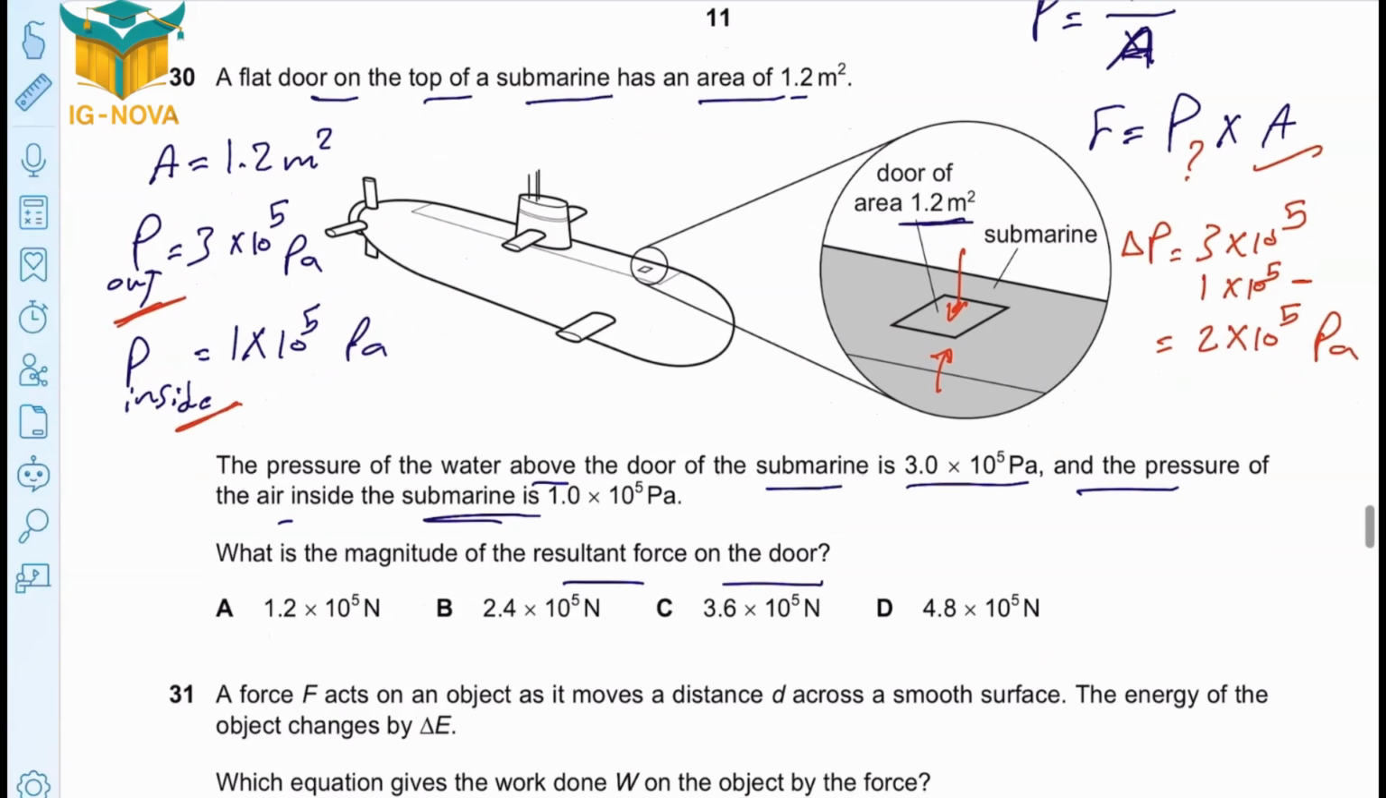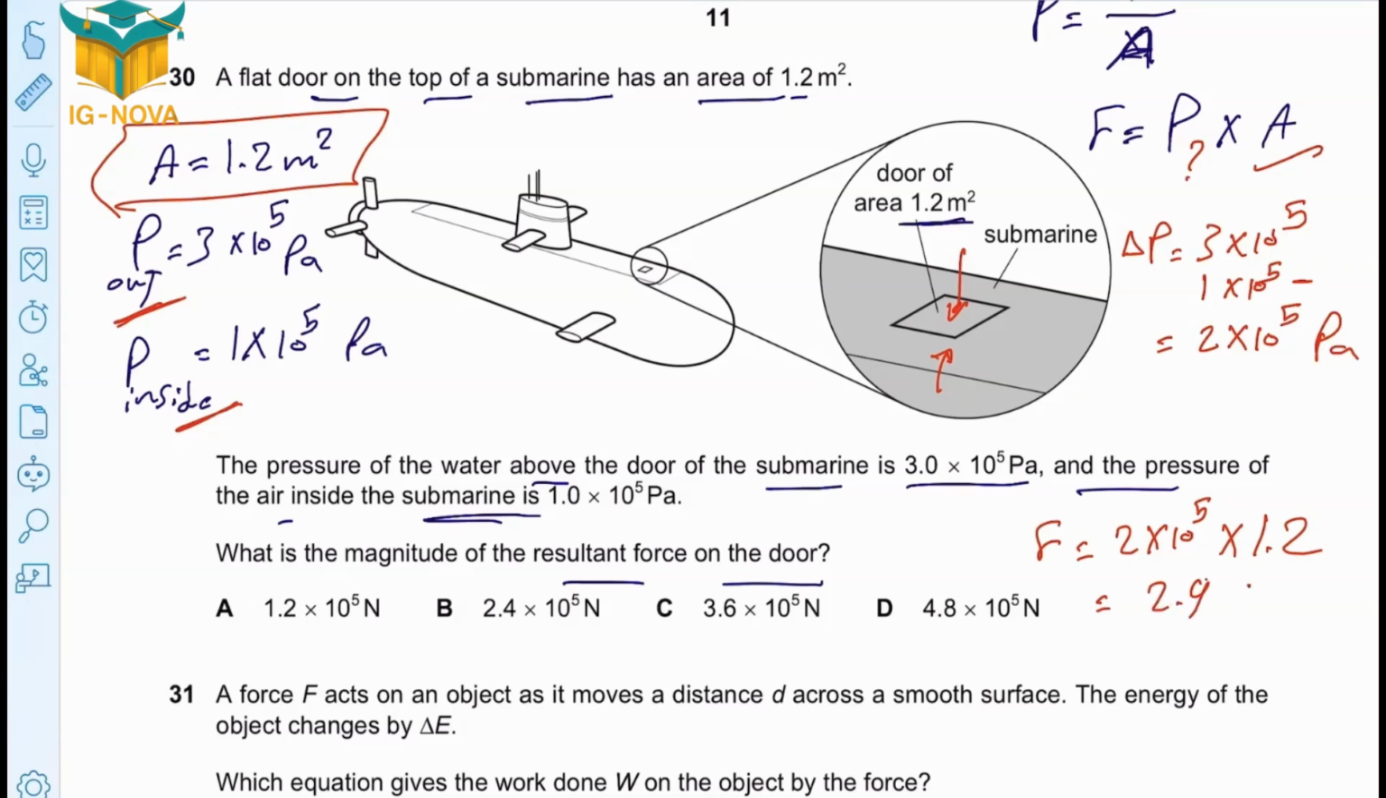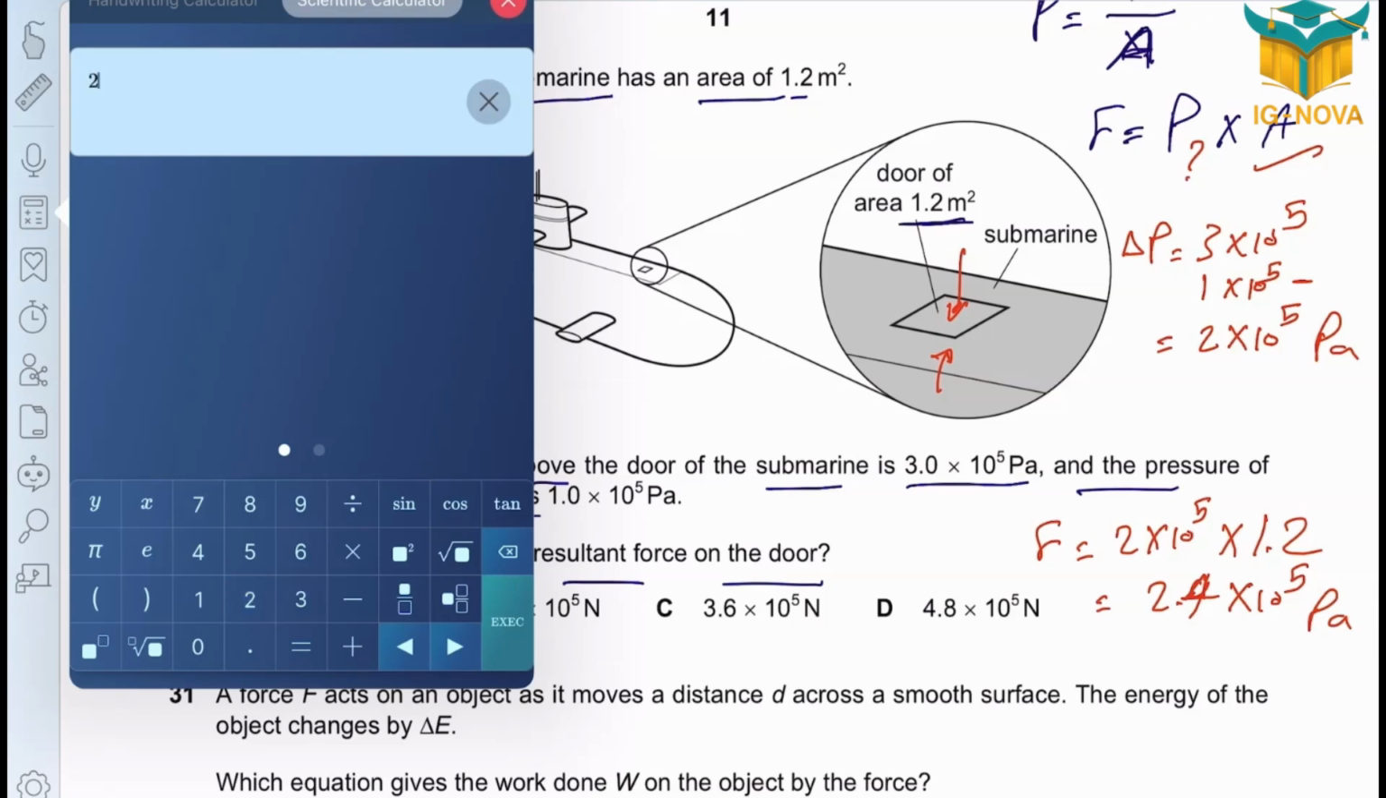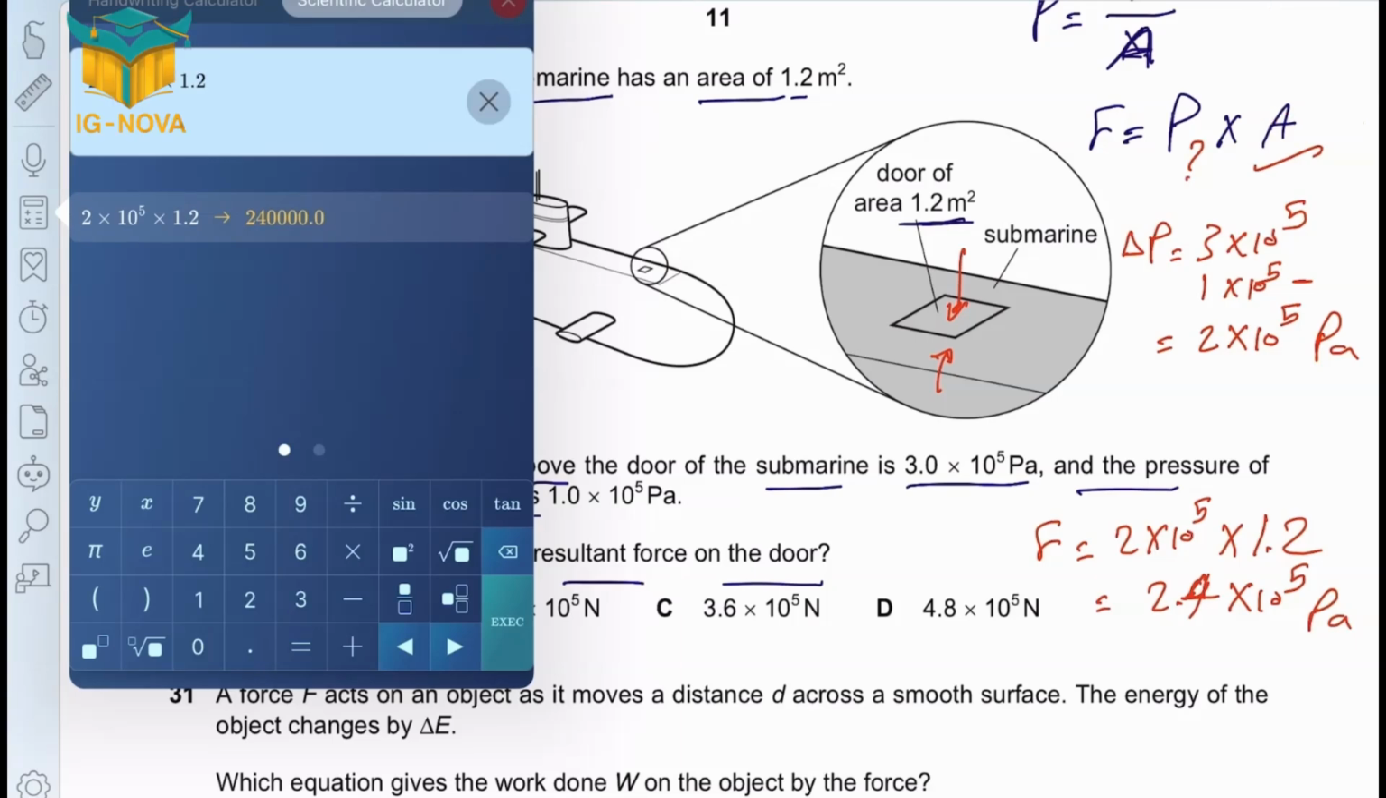Now it's easy to calculate force. F will be the pressure, which is 2 times 10 power 5 Pascal, times the area, which is 1.2. The answer will be, I think, 2.4 times 10 power 5. You can check by calculator: 2 times 10 power 5 times 1.2. The answer will be 2.4 times 10 power 5. This is the correct answer, which is B.